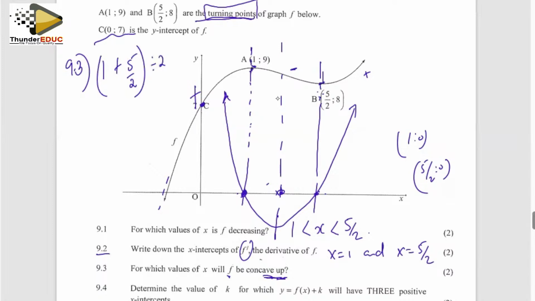Okay. So we know that 1 plus 5/2 is going to give us, is it 7/2? 5/2, we get 7/2. Then you divide by 2, you shall get 7/4. So at x is equal to 7/4, that's where the concavity is happening. But since it's concave up, which means x must be greater than 7/4. That is the answer they needed.